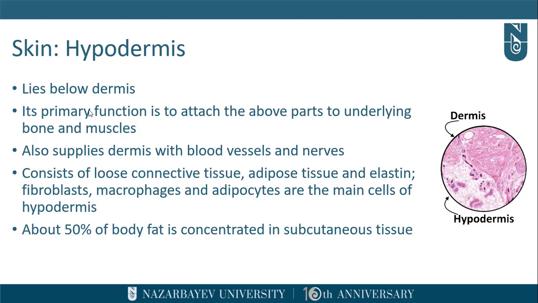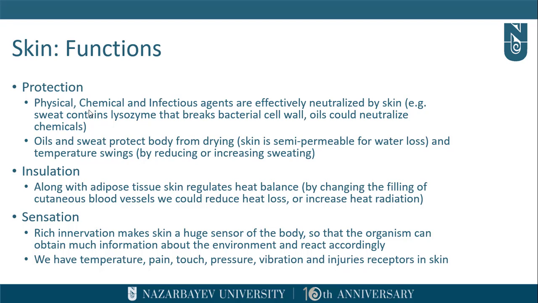And it also has adipose tissue, where we have fat cells, and fibroblasts that secrete ground substance and fibers, and macrophages, which are immune cells that protect us from the invaders. And we have 50% of our body fat concentrated in the subcutaneous tissue.